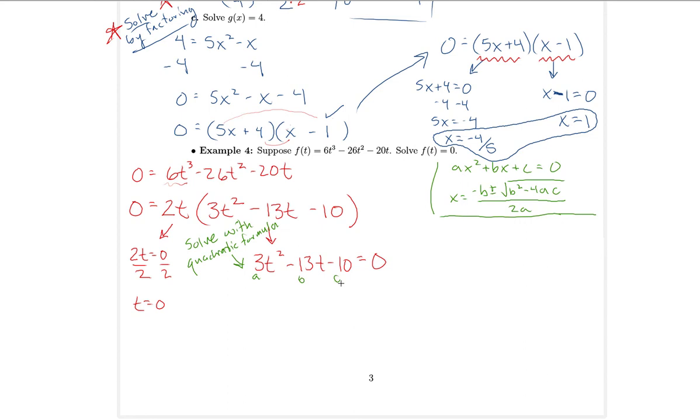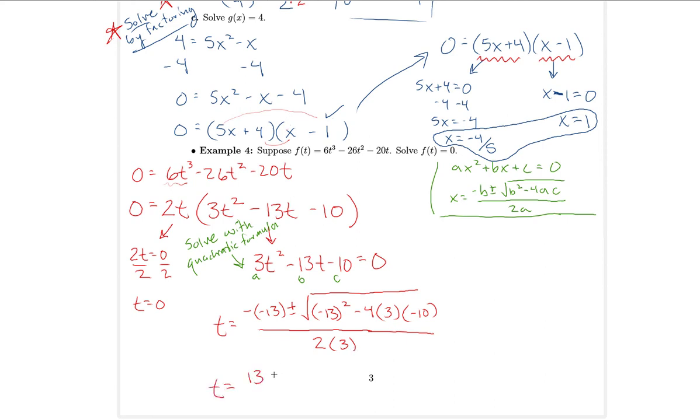All right, so we would say t is equal to negative b. Well, if b is negative 13, it's the opposite of negative 13, plus or minus the square root of b squared, so negative 13 squared, minus 4 times a, which is 3, times c, which is negative 10. All divided by 2a, so 2 times 3. And then at this point, it's your job to clean this up. So t equals, this will be 13 plus or minus.